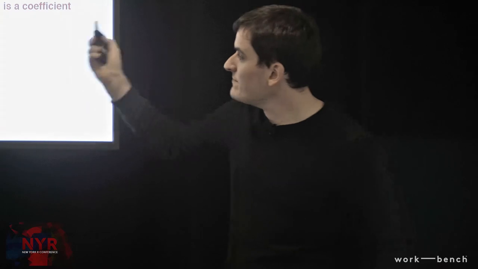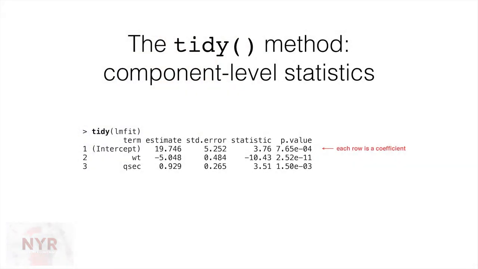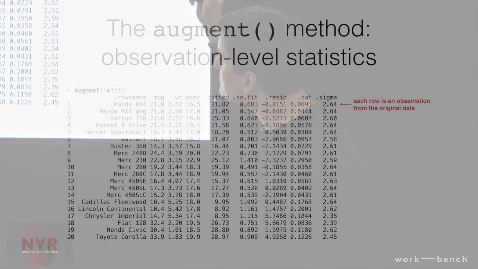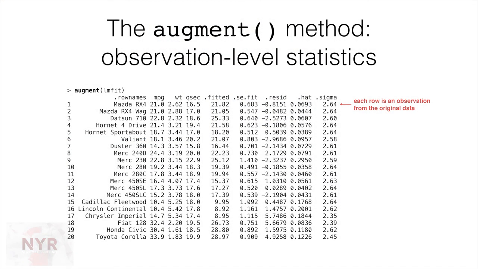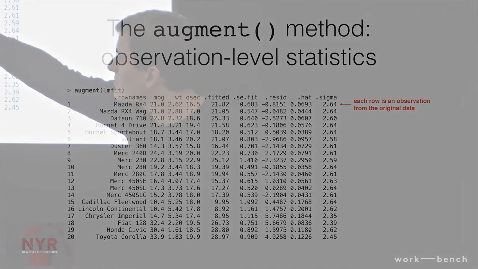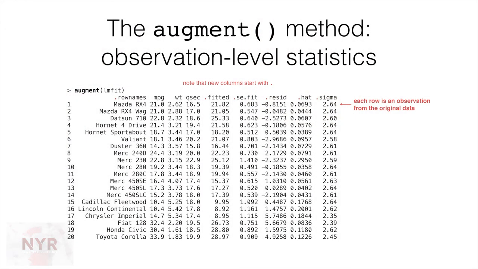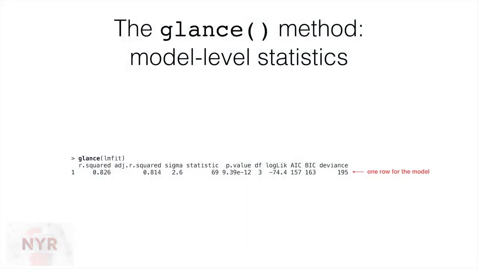So together we've got tidy. Every row is one of the coefficients in the model. It's a component of our statistical model. Augment gives us another data frame where every row is an observation from our original data. So here it was one row for every one of our cars, but it's been augmented with additional columns. If you notice, they have dots at the start of every new column to make sure they don't conflict with your original data. So by augmenting our original data with things like fitted values and residuals, we can start to use those in our tidy tools. And then glance is always a one-row data frame. It has columns for R-squared, adjusted R-squared, sigma statistic. That gets you one row, so that maybe we can start combining multiple ones using their glanced output. Tidy, augment, and glance.